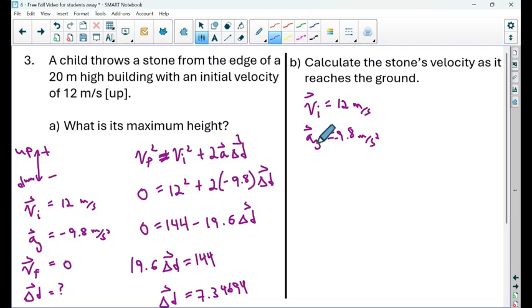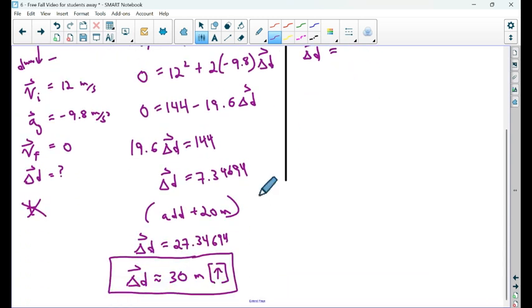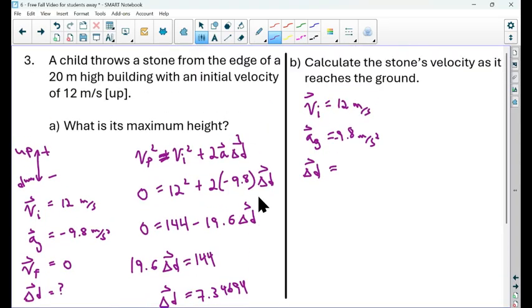You can see how easy it is to miss a sign and then everything gets mucked up. So be careful about that. Our displacement. Now, you might say to yourself, displacement, let's see, its maximum height was 27.34694, so that's what I'm going to put in for displacement. No, you got to be really careful here.